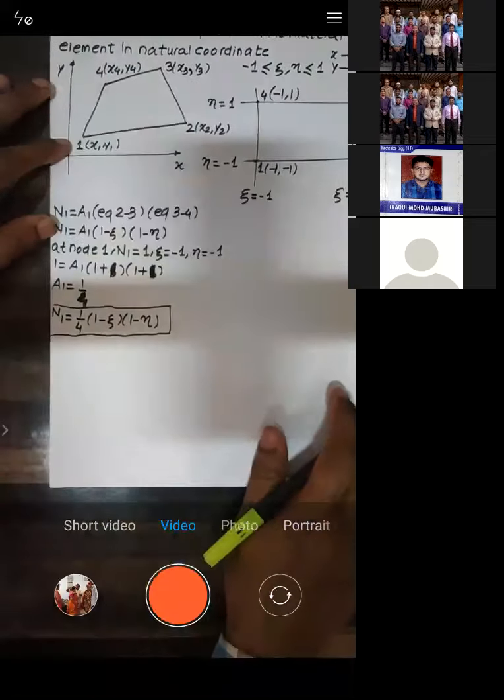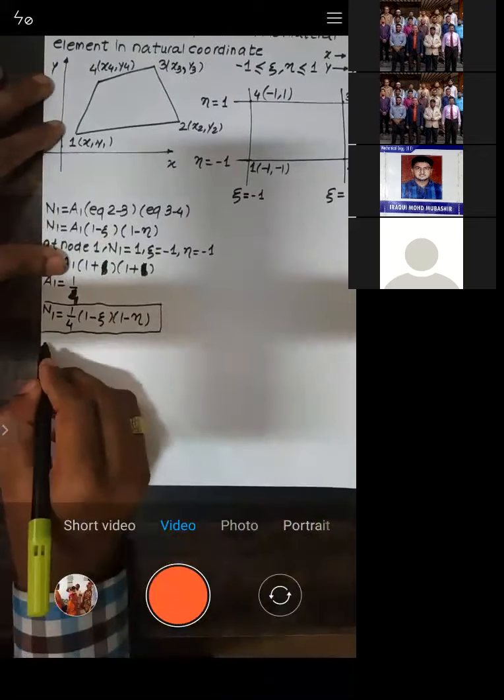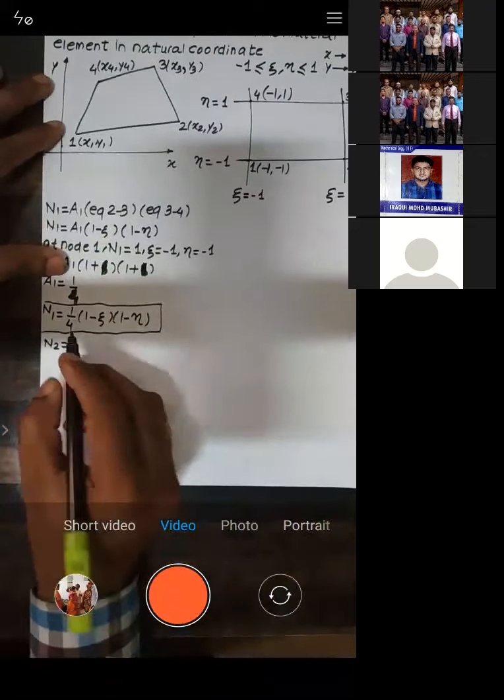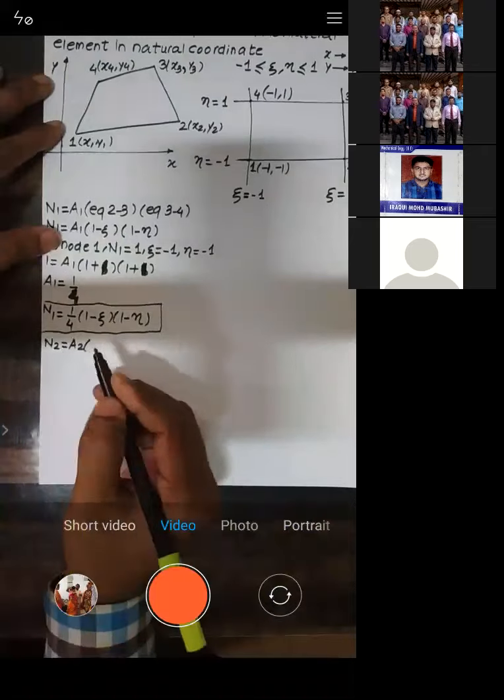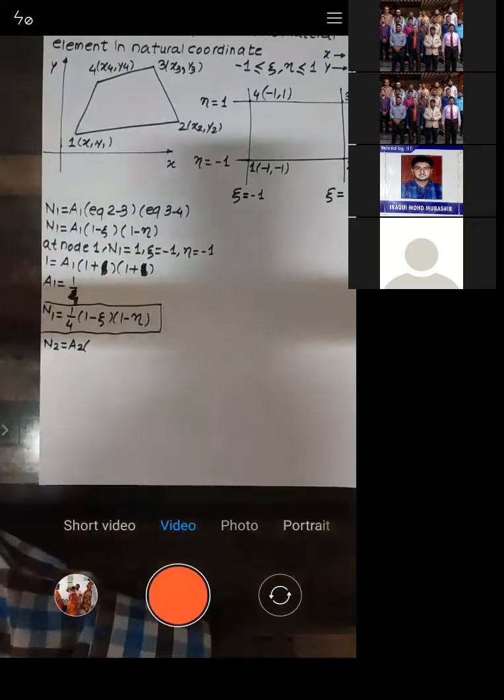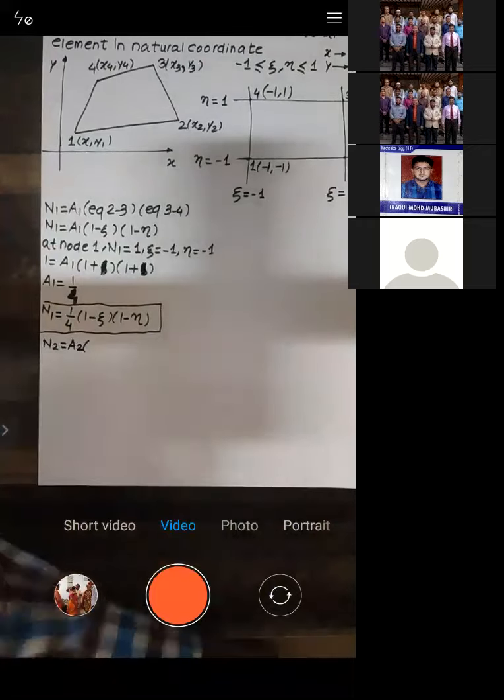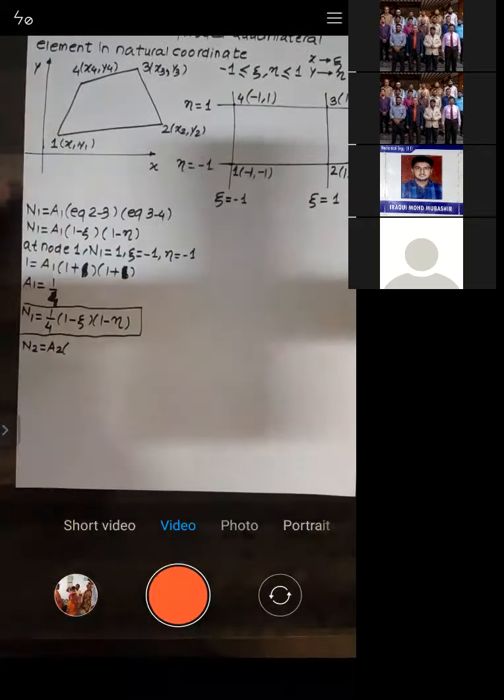Can you tell me for N2? N2 is equal to a2 into equations of the lines which are not passing through node 2. Which are those lines which are not passing through node 2?